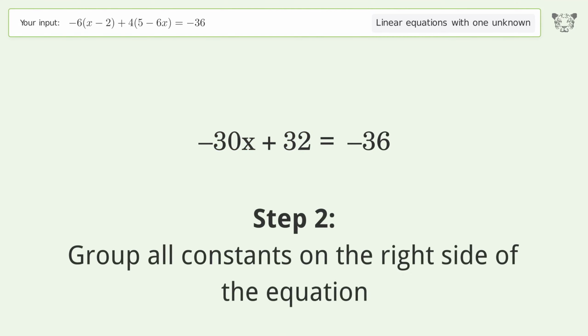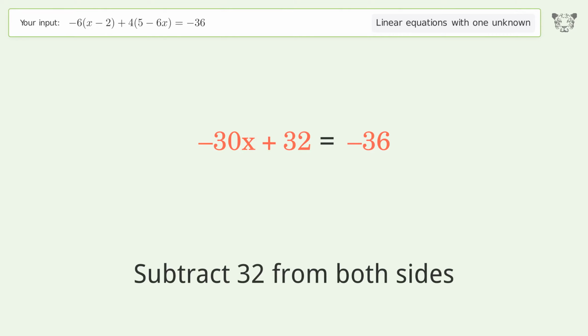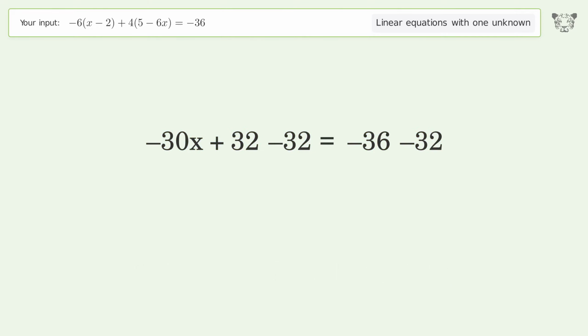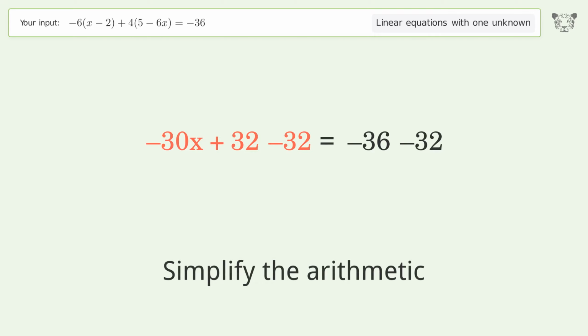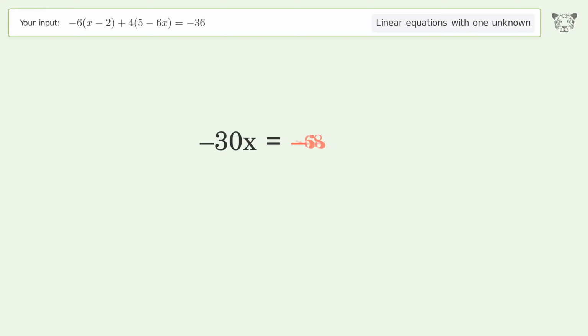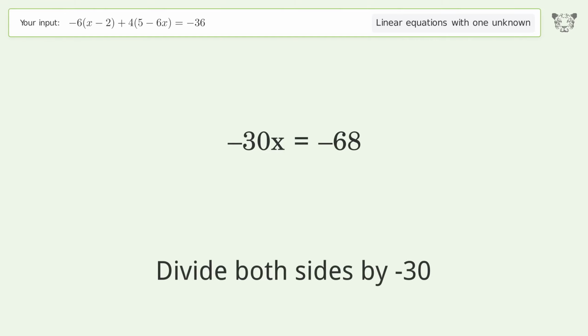Group all constants on the right side of the equation. Subtract 32 from both sides. Simplify the arithmetic. Isolate the x. Divide both sides by -30.